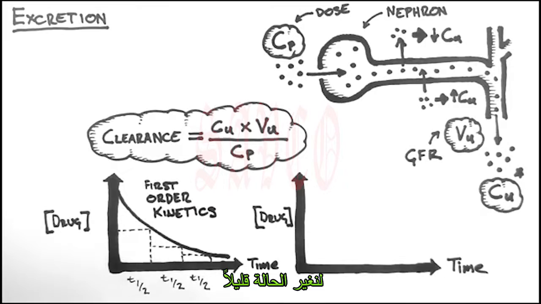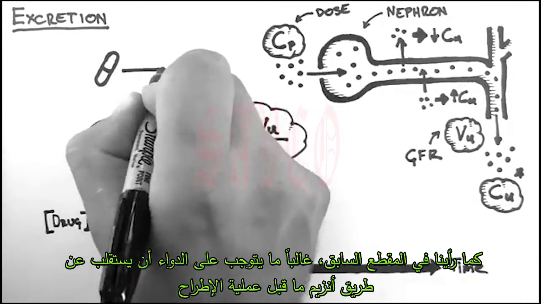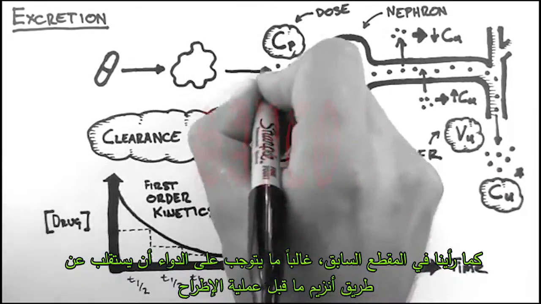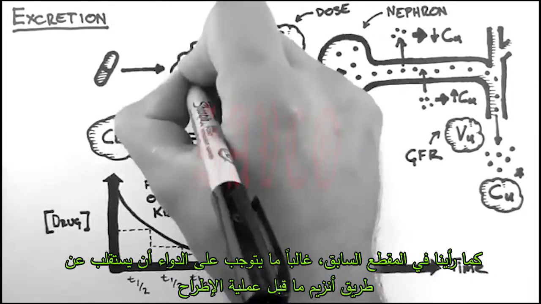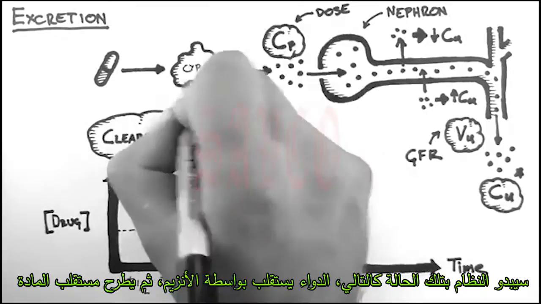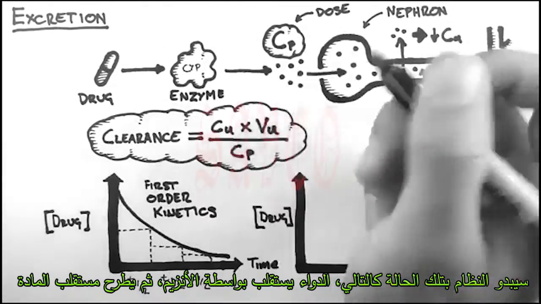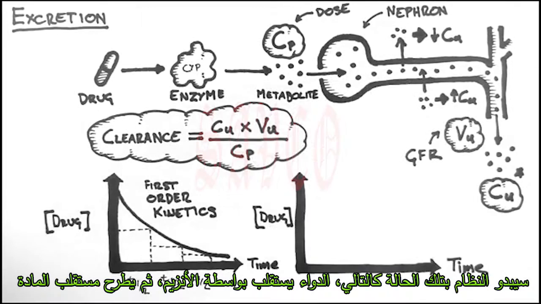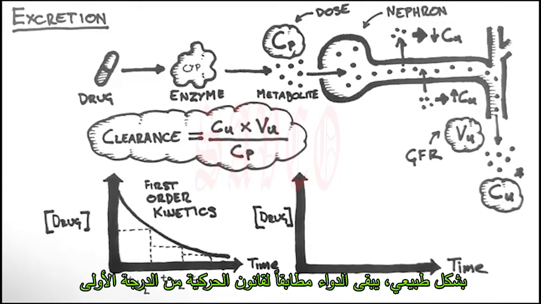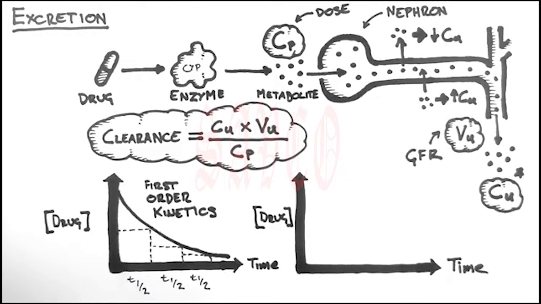Now let's change the situation a little. As we saw in the previous tutorial, drugs often have to be metabolized by an enzyme prior to excretion. The system would then look like this. A drug gets metabolized by an enzyme and then the metabolite gets excreted. Normally, the drug still conforms to first-order kinetics.